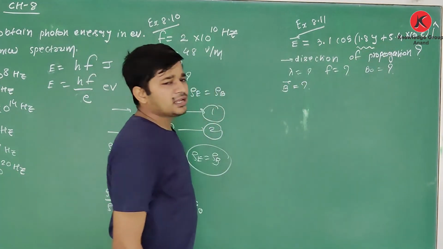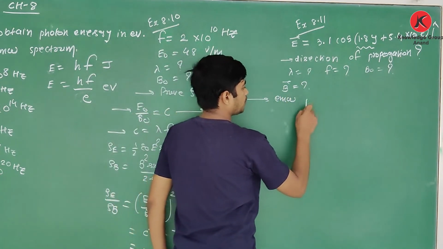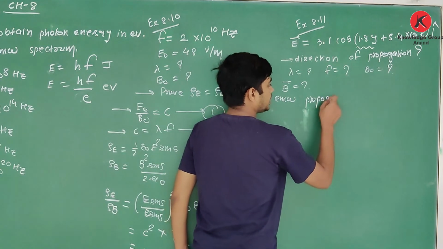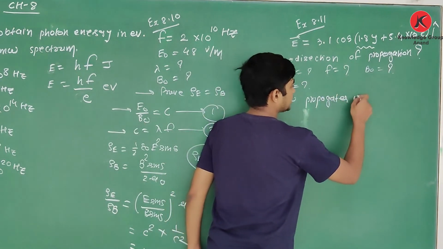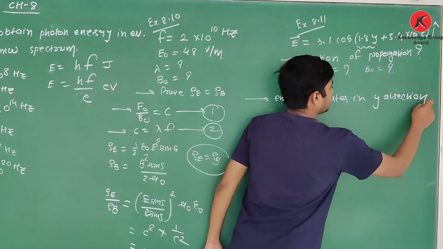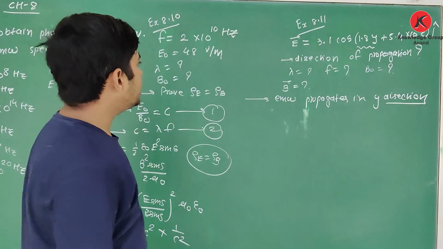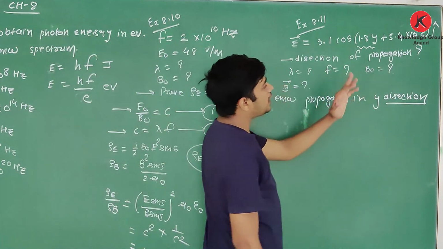Why? Y means direction of propagation. The electromagnetic wave propagates in Y direction. Simple. Then you have to find lambda, f and B0.